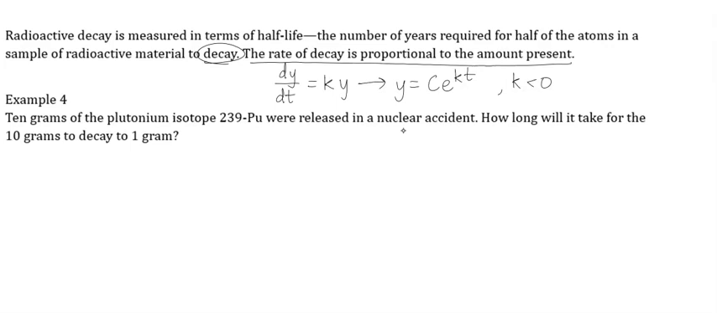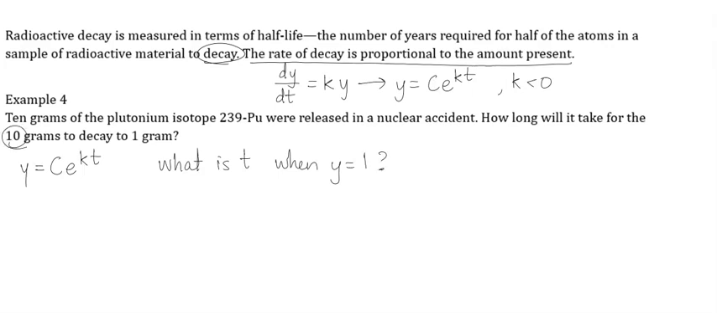So we're dealing with radioactive decay, so we automatically know that our equation is going to have the form y is equal to ce to the kt. We're being asked how long will it take for 10 grams to decay to 1 gram. So we're starting with 10 grams and we want to know what is t, because how long will it take when y is equal to 1, when there is only 1 gram left.